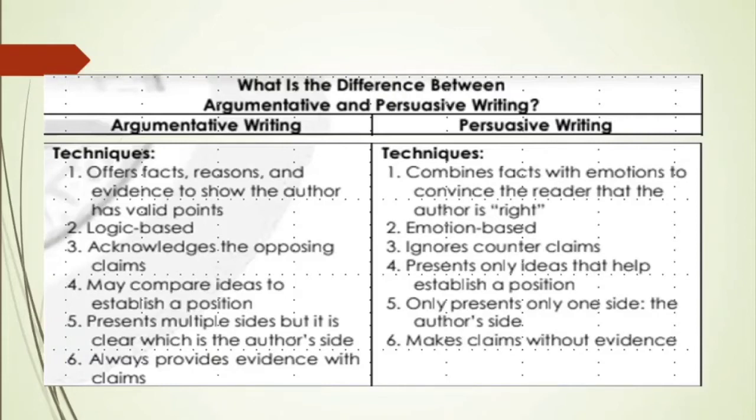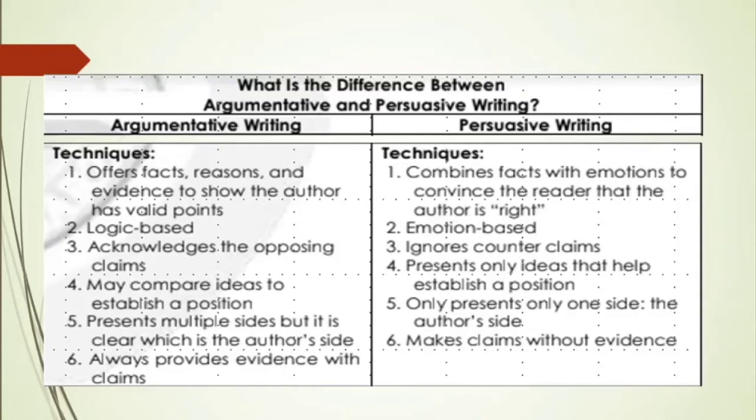For the technique, argumentative writing offers facts, reasons, and evidence to show the author has valid points. Argumentative writing is always logic-based. It acknowledges the opposing claims. It may compare ideas to establish a position. Argumentative writing presents multiple sides, but it is clear which is the author's side, and it always provides evidence with claims. While in persuasive writing, the technique combines facts with emotions to convince the readers that the author is right.